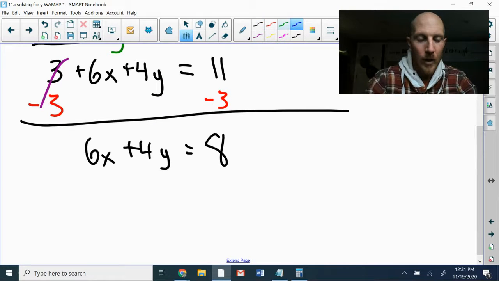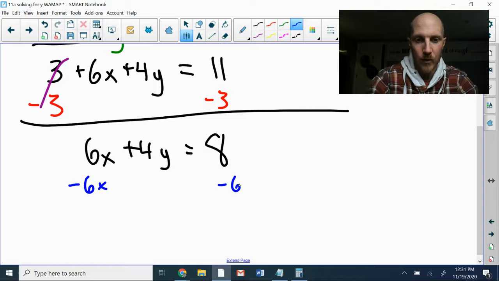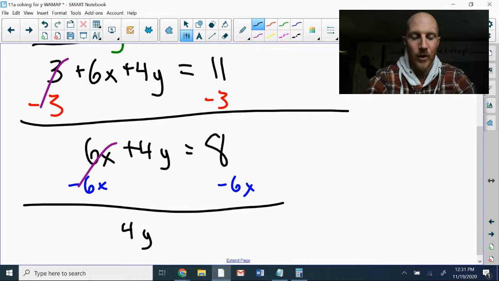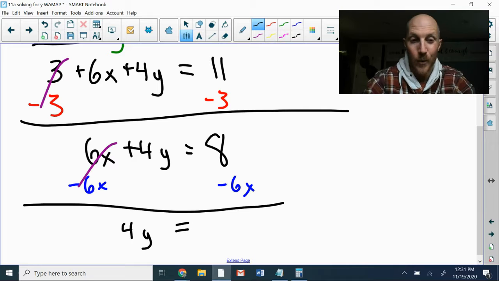Next, I want to get rid of these 6x's. So I'm going to subtract the 6x's from both sides. 4y is going to come down. I don't need that plus sign anymore. There's nothing there to add it with. If I just write 4y, it still means it's a positive number, so I'm not changing anything. It's not like I just forgot about the plus. I consciously made the decision. I don't need to write down positive 4y.